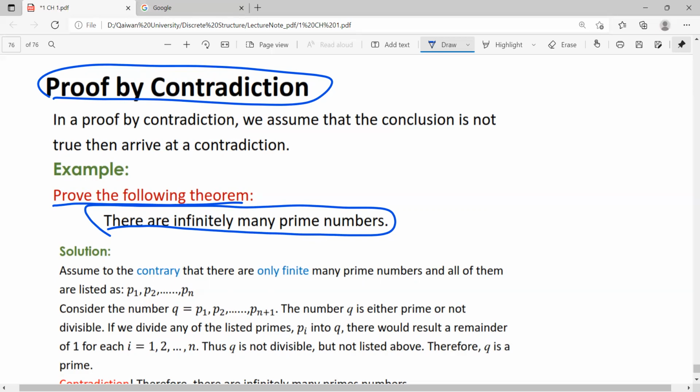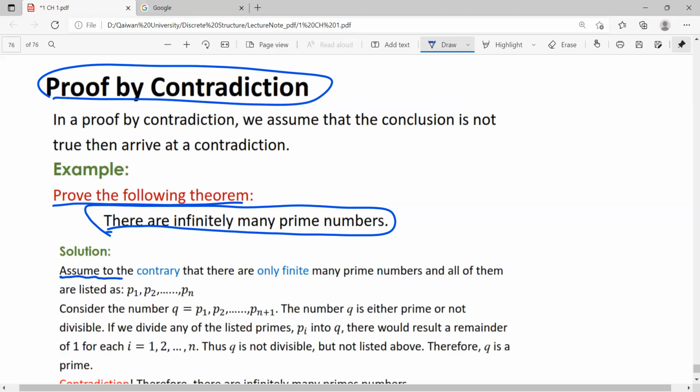Okay. This theorem says that there are infinitely many primes. Look. How do we prove this? We take its negation. We let there be finitely many primes, not infinite. We let there be infinite primes, and we must get a contradiction. Okay? Or we must get something not true.